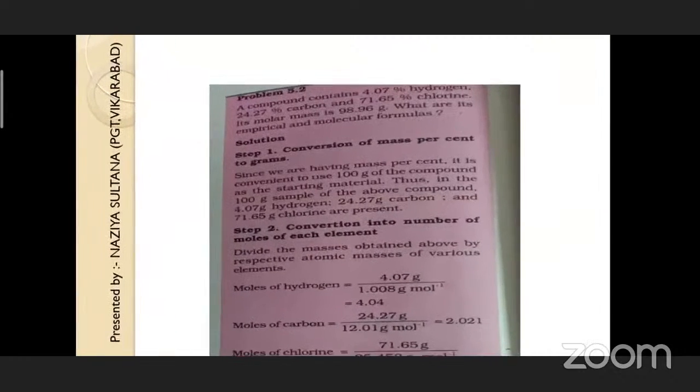This is the example given in your textbook. See here, what is given in the textbook? A compound contains 4.07% hydrogen, 24.27% carbon, 71.65% chlorine. Its molar mass is 98.96. What are its empirical formula and molecular formula?